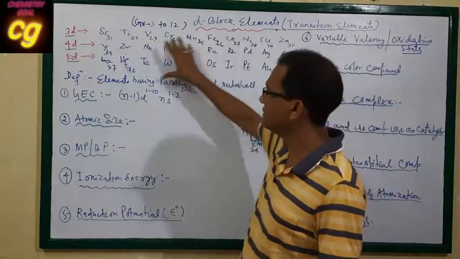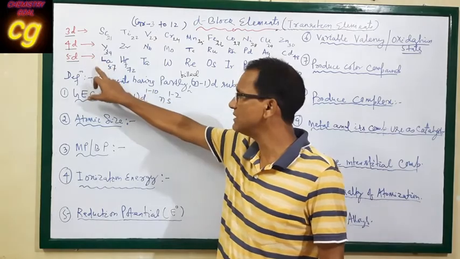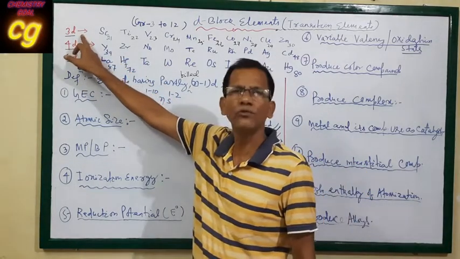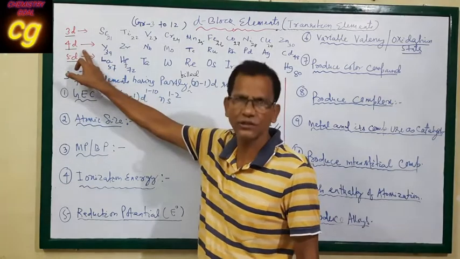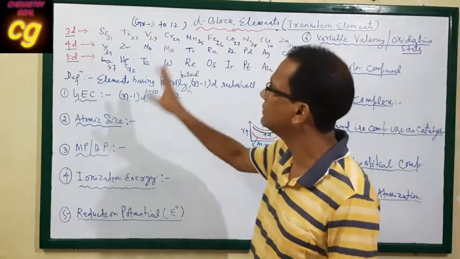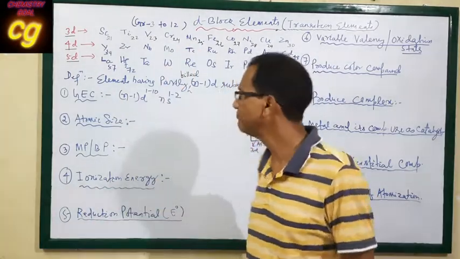So these are all the transition elements: first series, second series and third series. 3D means the last electron entered the 3D subshell. 4D means the last electron entered 4D, and like this, the last electron entered 5D. That's why these are called 3D, 4D and 5D series.